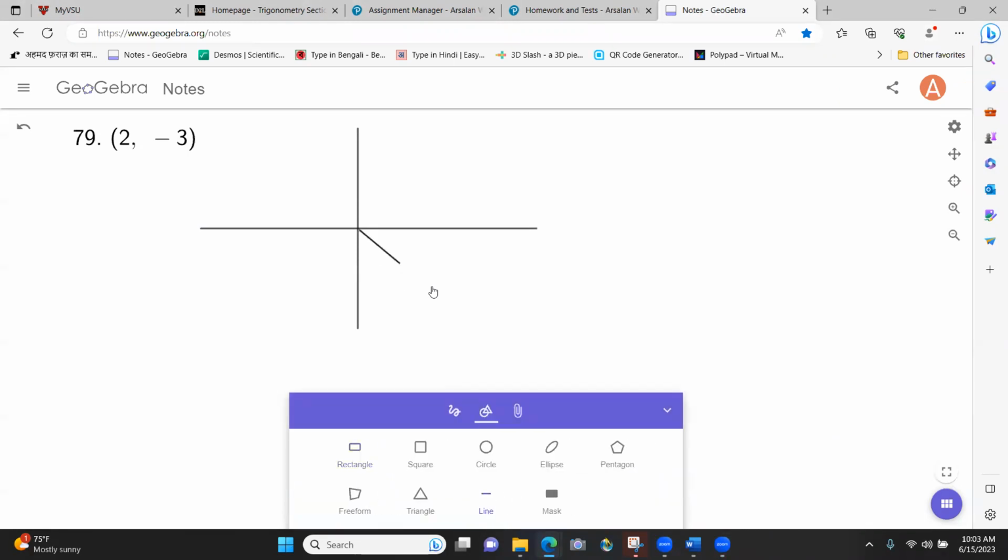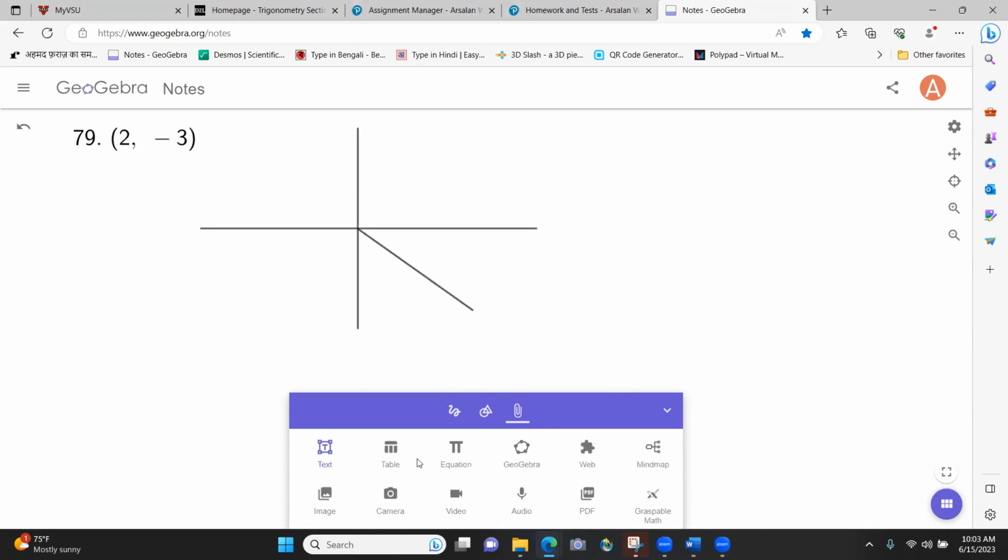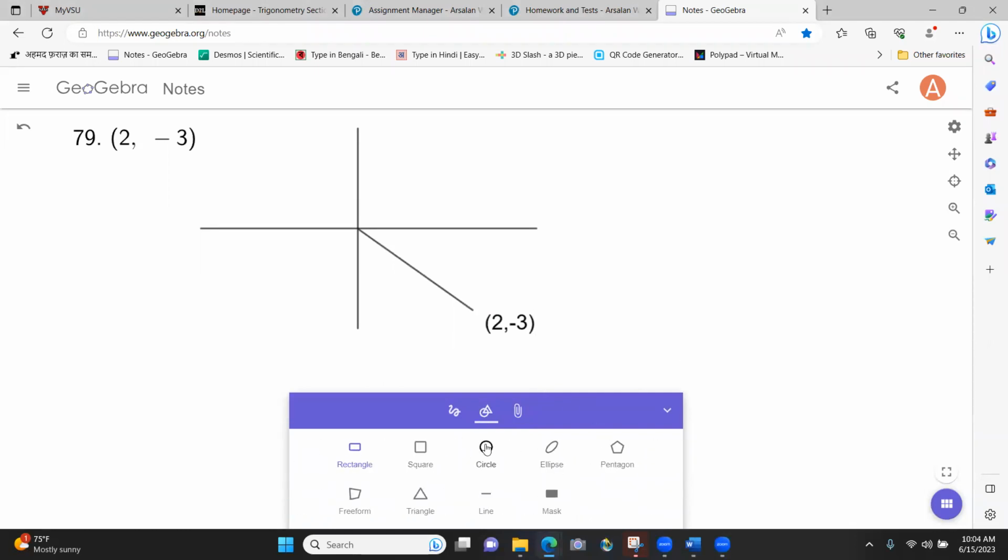Here, I'm going to draw a line. Let's see if this is 2 comma negative 3. All right, fine. Now I will put a little point here, make it green. This green point, I'm going to make it a little bigger. Again, where you put it exactly, is it accurate? Nobody cares. It doesn't matter. All right, so this is 2 and negative 3.